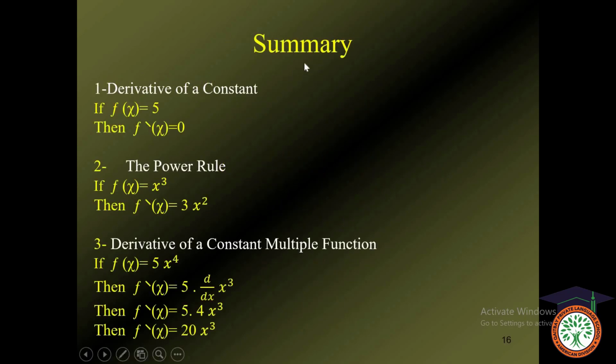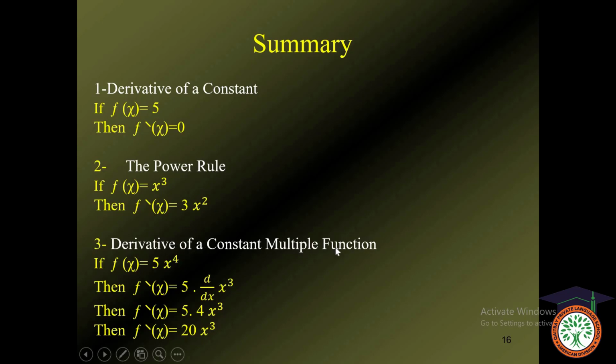Now let's summarize what we said in that video. First, the derivative of a constant. For example, if I have a function f(x) equal 5, 5 is a constant number, then the derivative equals 0. Second case, the power rule. f(x) equal x power 3, then the derivative equals 3x squared. Drop the exponent to be a coefficient and then decrease the exponent by 1.